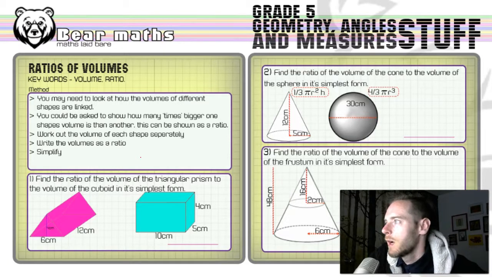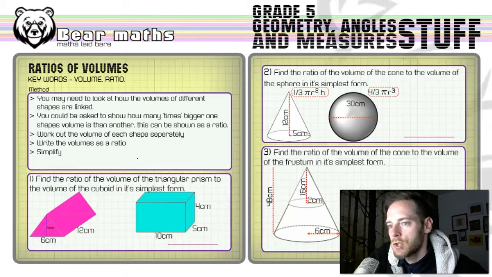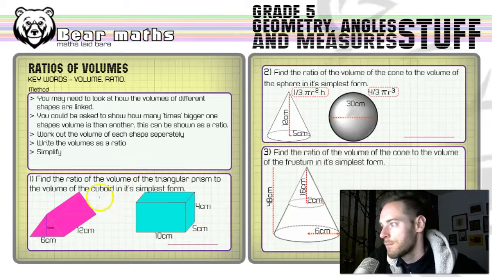Now you may need to look at the volumes of different shapes and see how they're linked. You could be asked to show how many times bigger one shape's volume is to another, and that can be shown as a ratio. The way we do that is we work out the volume of each shape separately. So you need to know how to calculate the volumes of different things here, so watch the previous videos if you haven't already done so. Write the volumes as a ratio and then simplify. It's as simple as that.